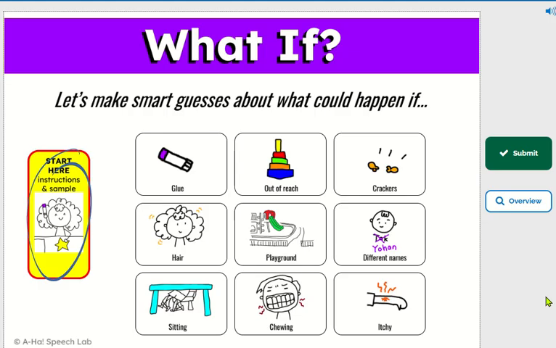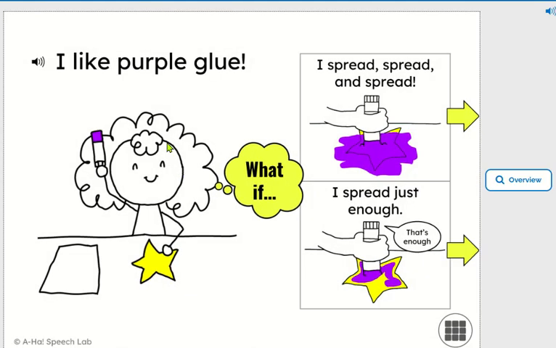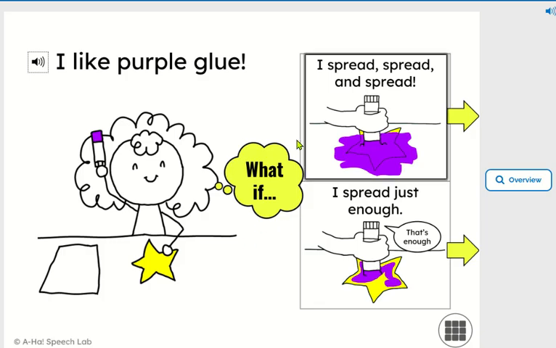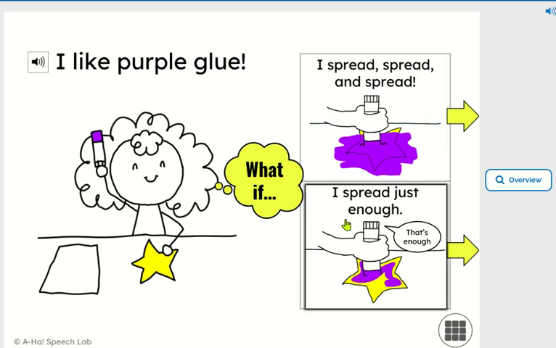First on this page, you're going to pick a situation or scenario that you want to work with. So let's pick the glue. Here you have an option to have this part read. It goes like, I like purple glue. What if? This is totally optional. Then you invite them to think, what's going to happen if she did that? So what if I spread, spread, spread, and spread? Or what if I just spread just enough?